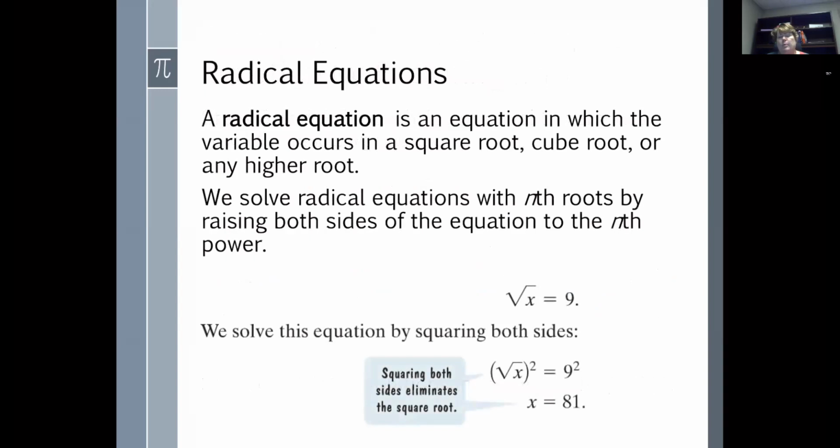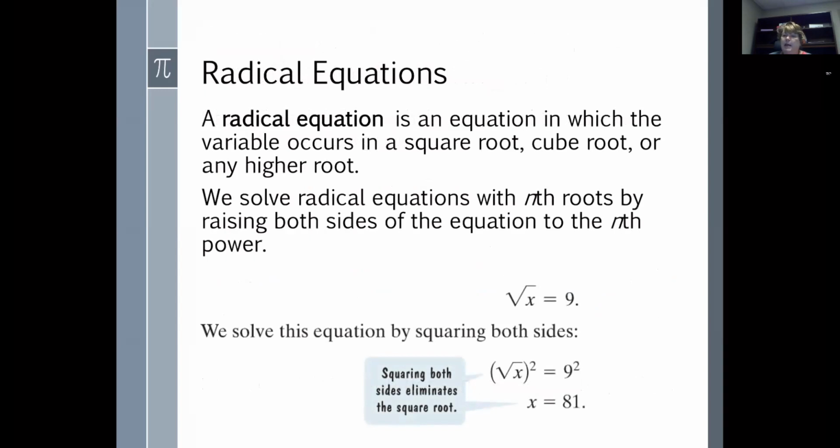The next type of equation that we're going to solve are radical equations, or equations that contain roots, like a square root or a cube root or any higher root, a fourth root, fifth root, etc. For example, the square root of x equals 9. The square root of x equals 9 is a radical equation because on the left-hand side of this equation, we have the variable that we're solving for underneath a square root symbol.